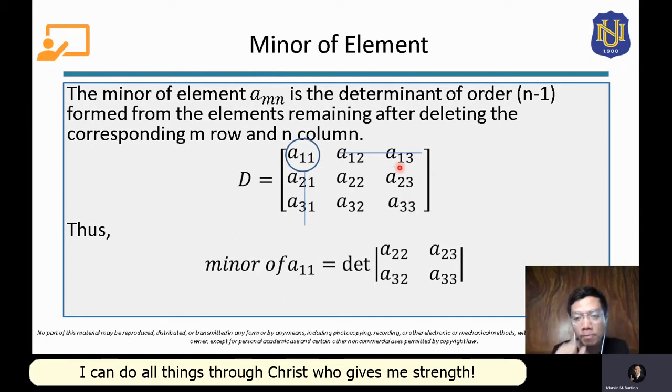So this will also be applied to any element in this matrix. You just have to delete the corresponding row and column and solve for the determinant of the matrix formed from the remaining elements. So that will be our rule for solving the minor of elements.